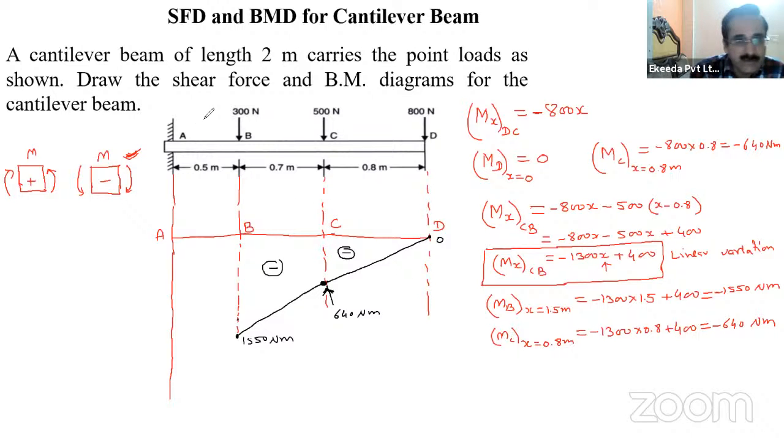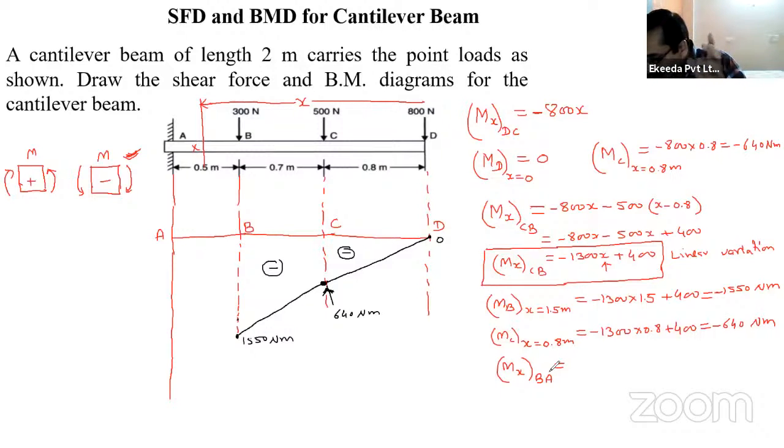So take the section. Say here I have taken the section at a distance x from the free end. I am taking the section from the free end only, and this is section x. So what is the bending moment at section x? This is Mx, and it will be valid between B to A. So this will be equal to, now there are three forces, algebraic sum of all the forces to the right of the section, right? So there are three forces, 300, 500 and 800.